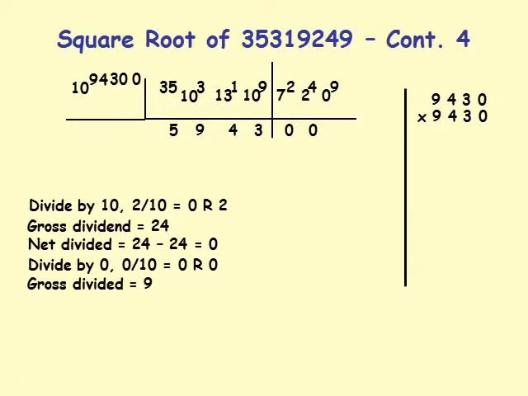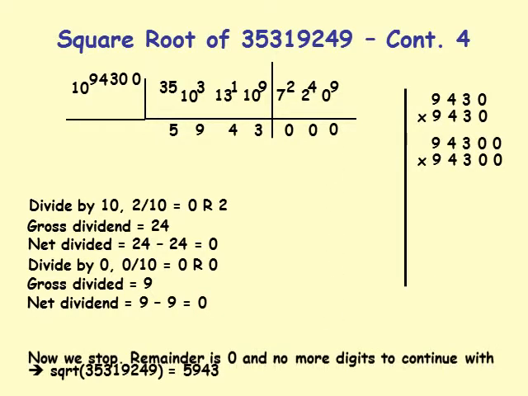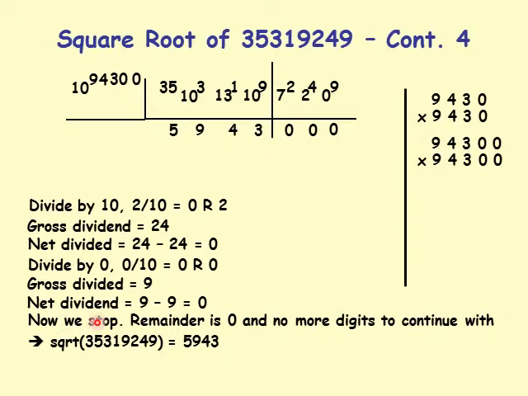Let's continue. The gross dividend is 9. Now the adjustment is 94300 and 94300. This product is 0, this product is 0, and 3 times 3 is 9. That's my adjustment, 9. The net dividend is 0, so we got 0 in the end. That means now we stop, because the remainder is 0 and there are no more digits to continue with.